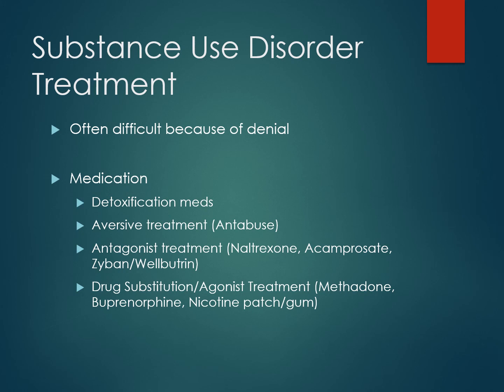Remember, antagonists block or decrease the amount of neurotransmitter available, which means that the effects of the drug will be decreased. So drugs like naltrexone and acamprosate decrease craving for alcohol and decrease the subjective effects of alcohol. Zyban or Wellbutrin is used to help people stop smoking by also decreasing craving.